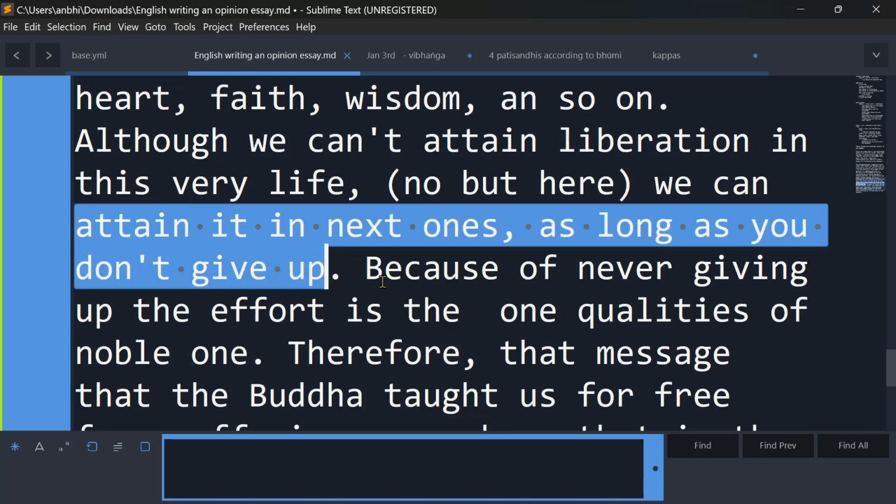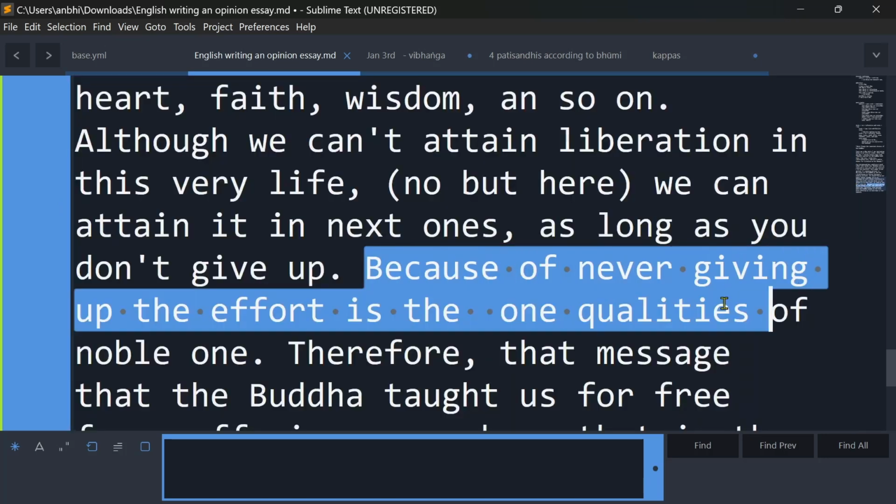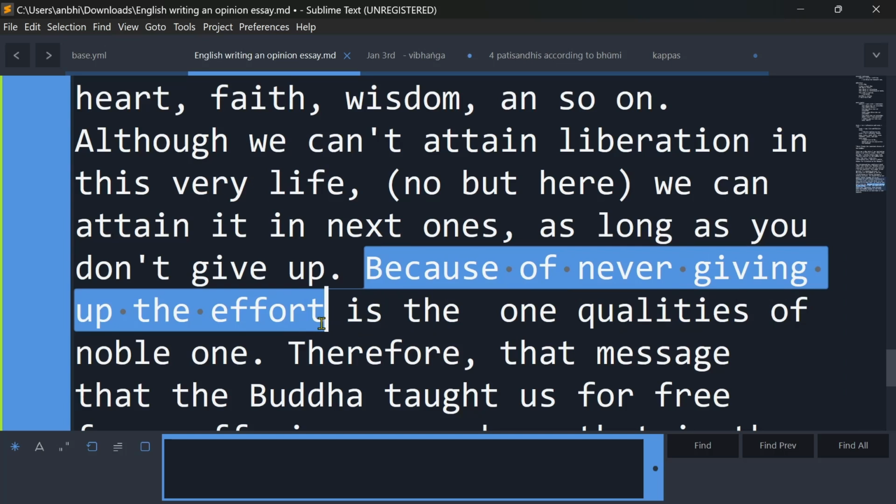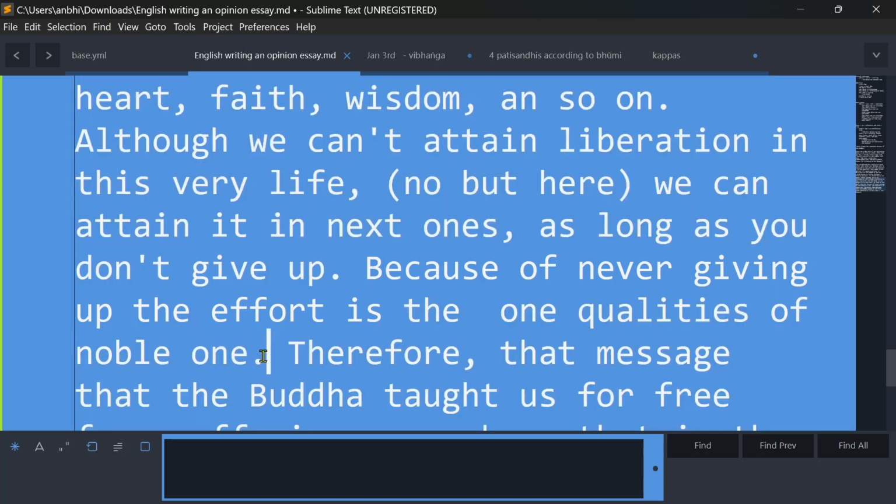Now we kind of start a new thought. He wants to say why you can attain, you see? Why you can attain as long as you don't give up. Because of never giving up the effort is one of the qualities of noble ones. Okay. So instead of "because," you can restart the sentence, for example. Although we can't attain liberation in this very life, we can attain it in the next ones.